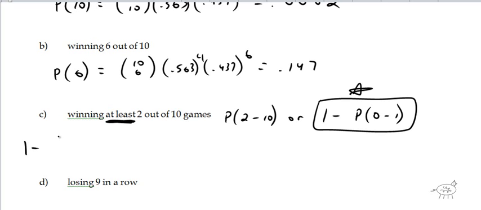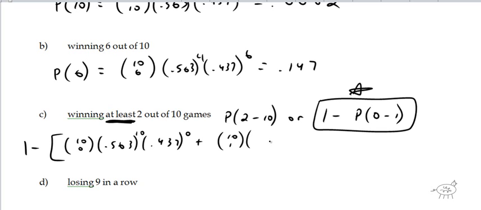So you want to do 1 minus, and the probability of 0 is going to be 10C0 and 0.563, 0.437. So this is 0 and 10 plus 10C1, 0.563, 0.437, and this is going to be 1 and 9. So you're going to add those together and then subtract them from 1, right? So much easier. So just kind of be smart about it. And you get 0.972. So that makes sense.